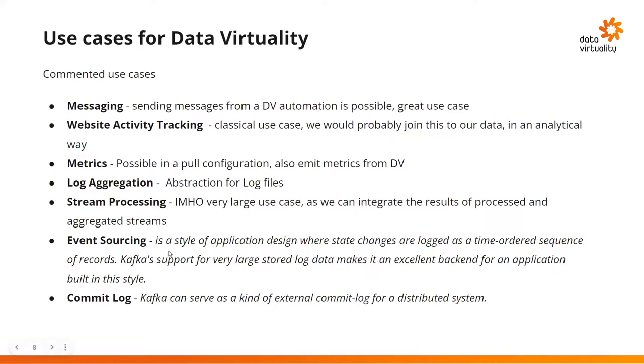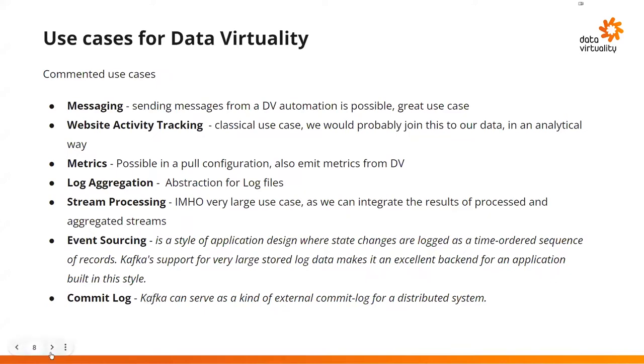Event sourcing is where the state changes are logged as a real-time ordered sequence of records. Probably a little bit in the direction that Sebastian is going. But again, it's probably about log data, so it's not really about moving data. And finally, a commit log, so an external commit log for a distributed system. Probably also tough to implement in the style of a data integration with DV.